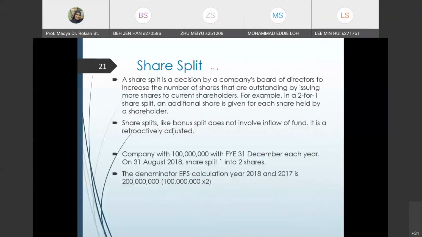For example, here is a 2-for-1 share split. So in a 2-for-1 share split, an additional share is given for each share held by shareholders. So a share split is like a bonus split, and does not involve inflow of funds. It is also a retroactive adjustment. So 2-for-1 here, so 1 is going to become 2. For example, a company with 100 million ordinary shares, financial year end 31st December. On 31st August, the share split is 1 to 2 shares. So 1 share becomes 2.